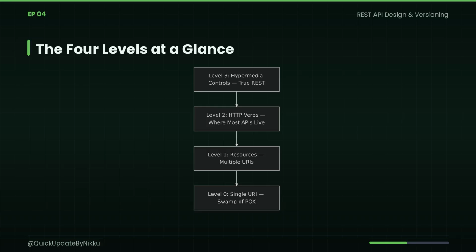Level 0 is the baseline, a single endpoint used as a raw transport tunnel. Level 1 introduces separate URIs per resource. Level 2 adds correct HTTP verb semantics. Level 3 adds hypermedia controls, which is what Fielding's original REST dissertation actually requires. Most production systems sit at level 2, and that is worth knowing.